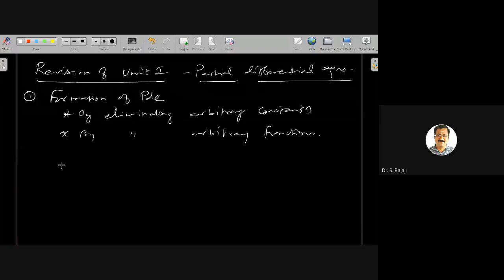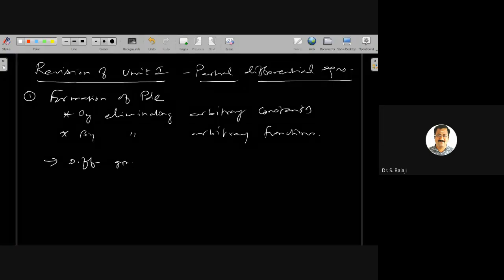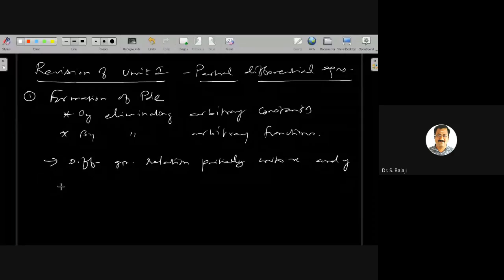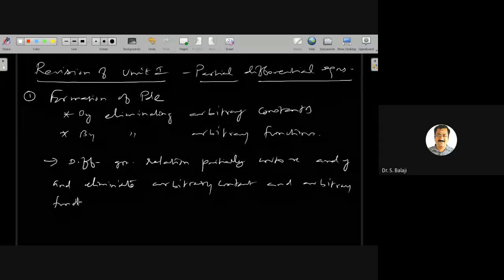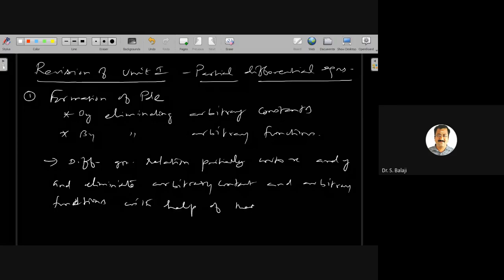For that, the procedure is that you have to differentiate the given relation partially with respect to x and y, and eliminate the arbitrary constants and arbitrary functions with the help of these derivatives. That will be the idea we can get there.